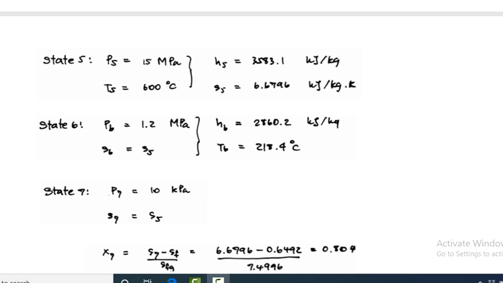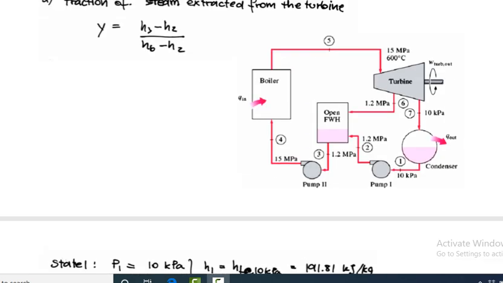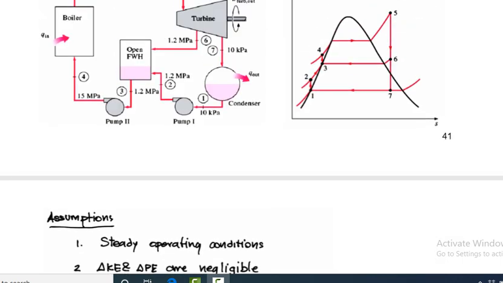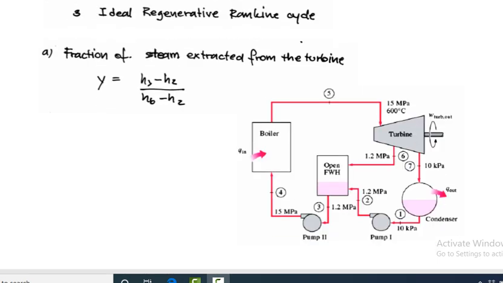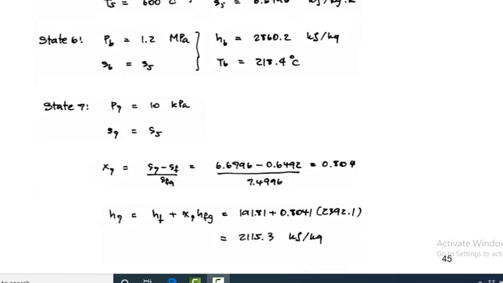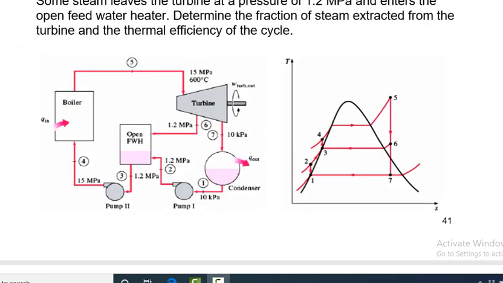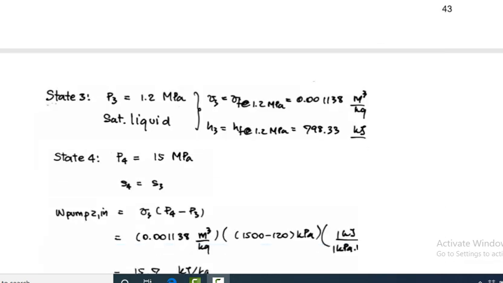And then point 7. Listen, point 6 is there, point 7 is there, that lies between the turbine and condenser. Point 7 is between 5 and 1, and here P7 equals 10 kilopascal. Again the entropy is the same. S5 equals S7. This is the S5 to S7 perpendicular line, which means the entropy is the same. Therefore S5 equals S7 from the TS diagram.